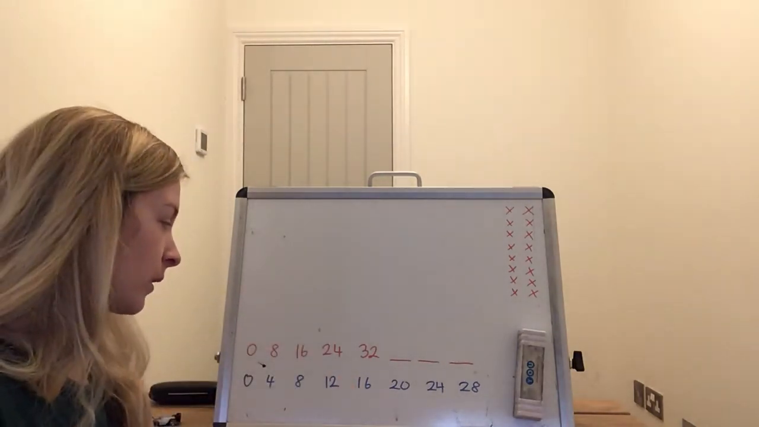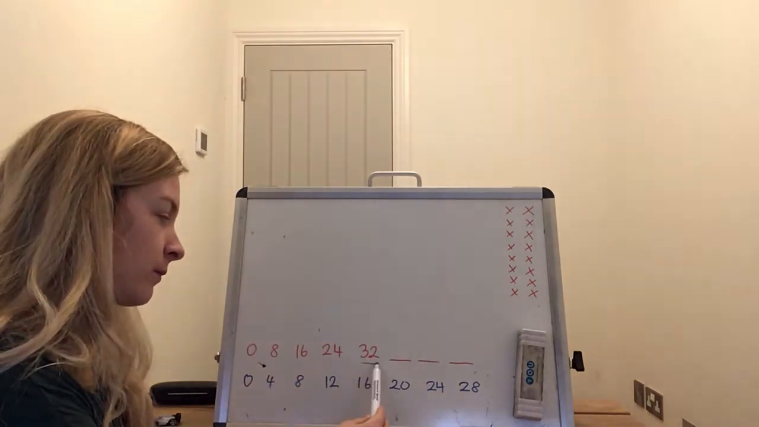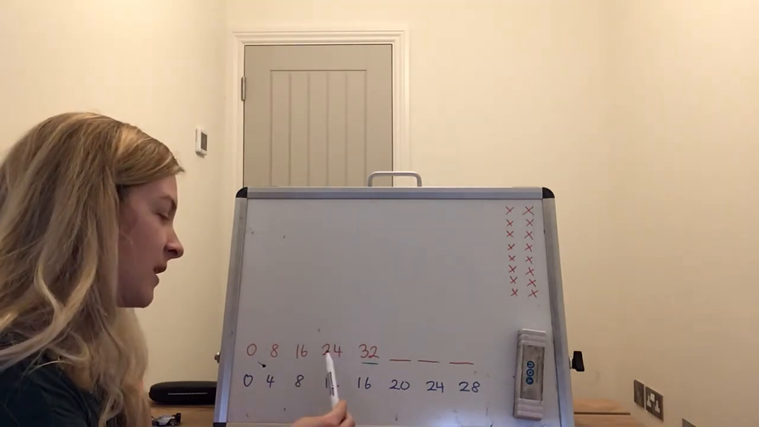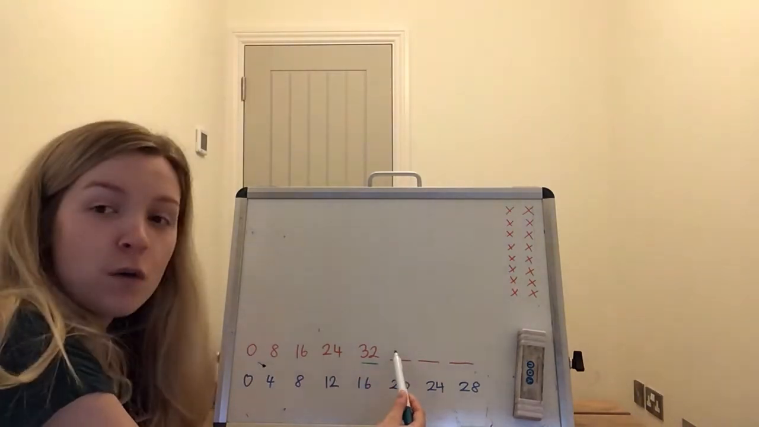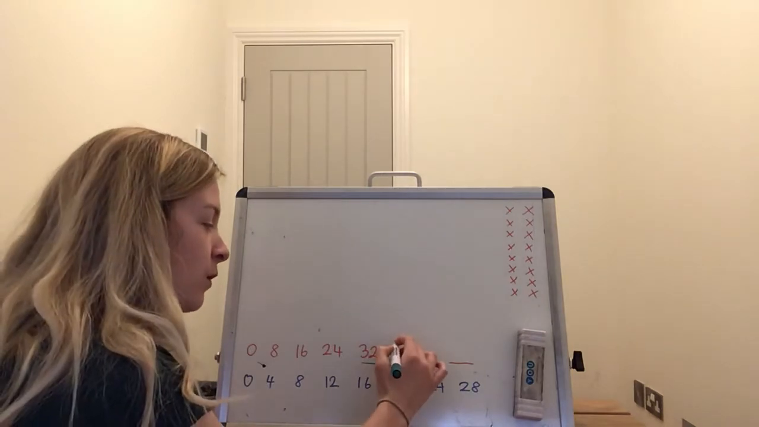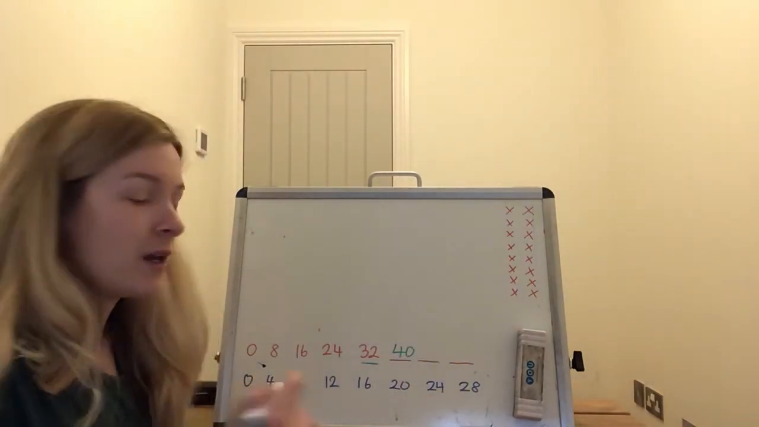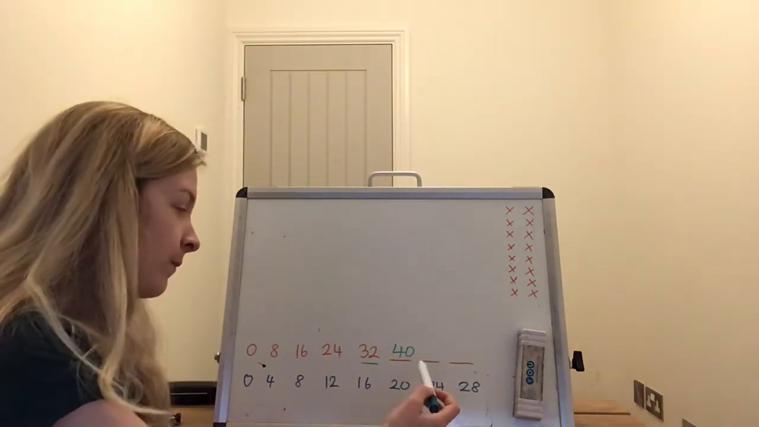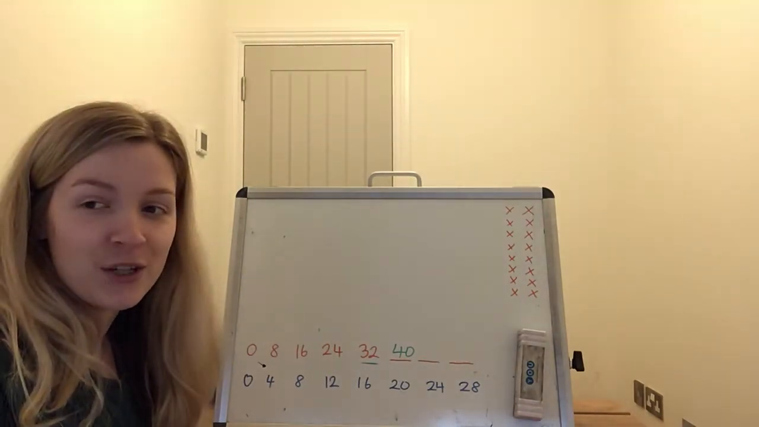Now, adding on 8 to 32, we've got 1 times 8 is 8, 2 times 8 is 16, 3 times 8 is 24, 4 times 8 is 32, 5 times 8, if you know your 5 times tables, you'll be good at this one, 40. See if you can pause the video here and fill in the last 2 gaps for yourselves, okay? Okay, did you do it?